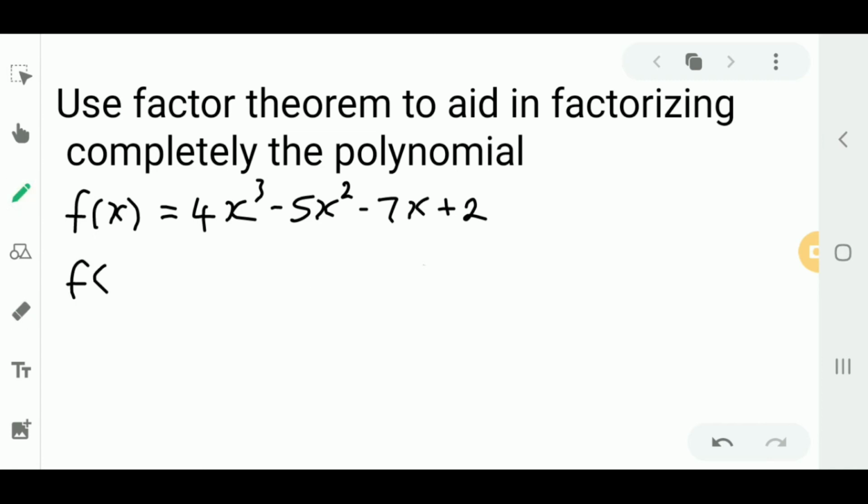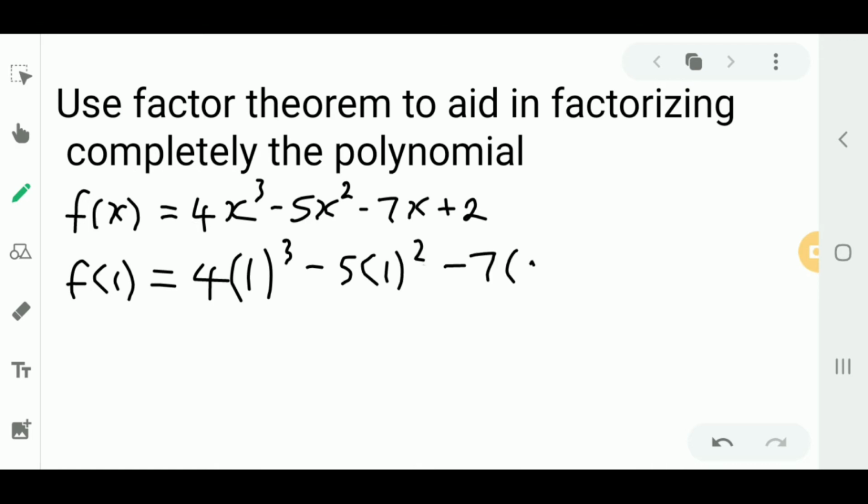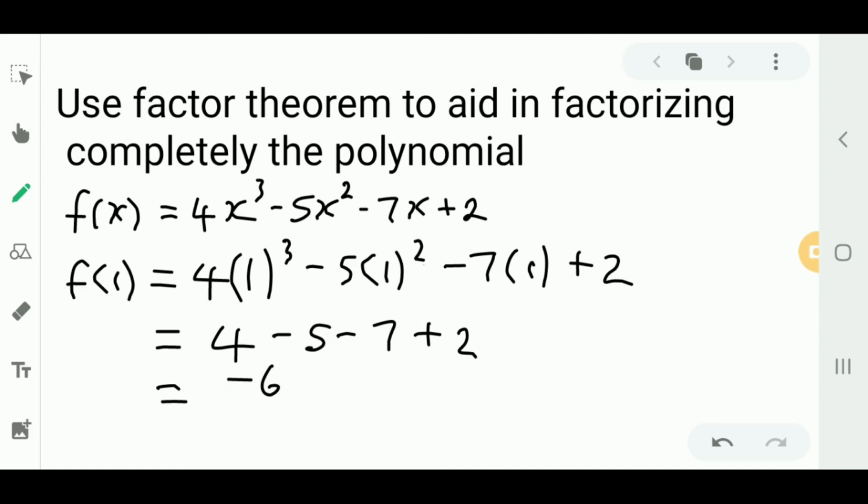So f of 1 is equal to 4 times 1 cubed minus 5 times 1 squared minus 7 times 1 plus 2. So that's 4 minus 5 minus 7 plus 2. That gives us minus 6. So because we get a number other than 0, that means x minus 1 is not a factor. So that means we have to try another value.